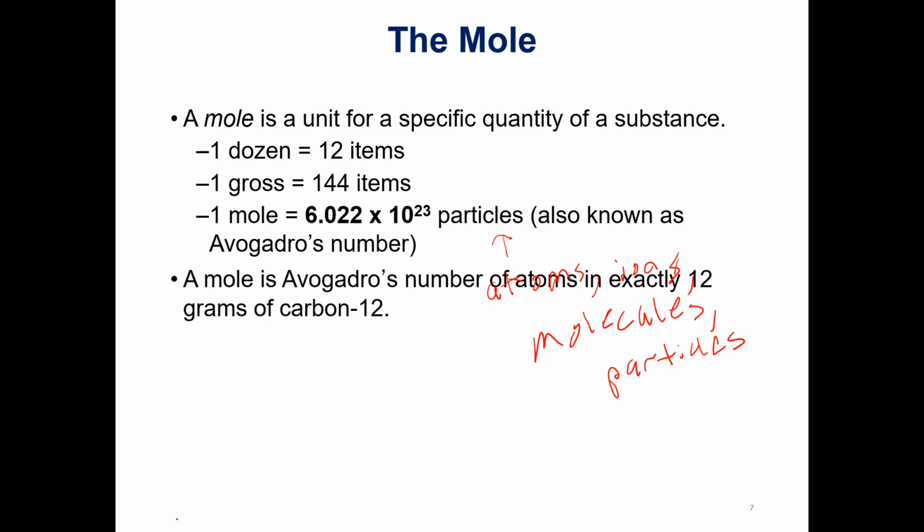More specifically, the standard definition for a mole is that a mole is Avogadro's number of atoms in exactly 12 grams of carbon-12. So carbon-12 here refers to the isotope of carbon that has 6 protons and 6 neutrons. So it's not the weighted average, it's not the average atomic mass, but it's the specific isotope.